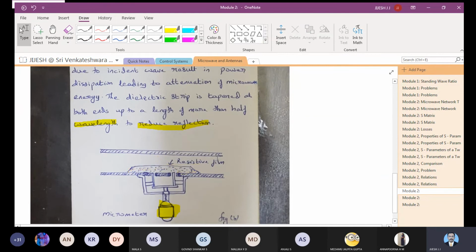So if the resistive film is varied to the full extent, it is going to completely block the entire signal. And if you vary it only half, the other half you are going to pass the signal by reducing the strength of the signal. So this is called a variable attenuator. So you can draw this figure.